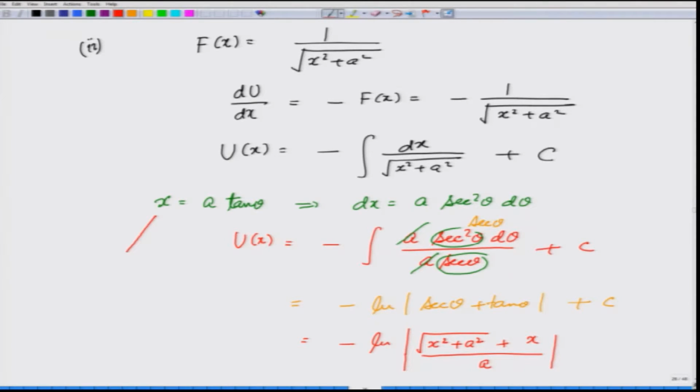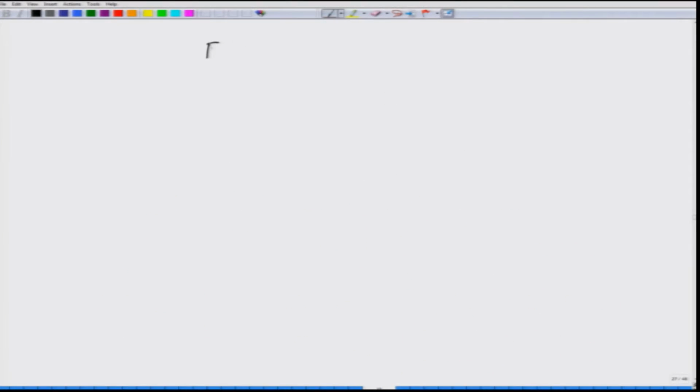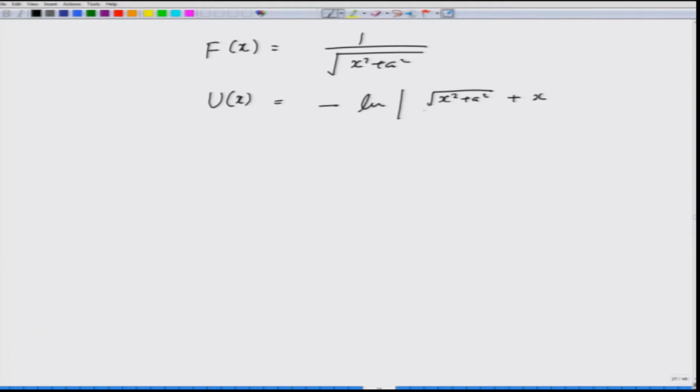Notice I have used the fact that secant of theta is equal to square root of 1 plus tangent square theta, which is square root of 1 plus x square over a square, plus c. So, what I have got for the force Fx equals 1 over square root of x square plus a square, the potential energy comes out to be minus log of modulus square root of x square plus a square plus x divided by a, plus c.